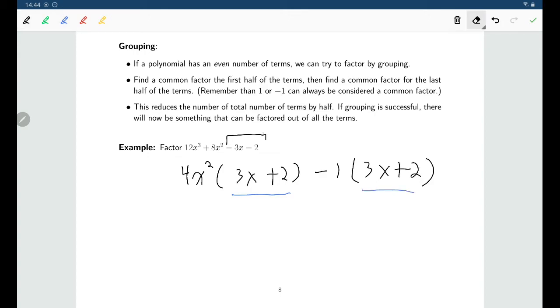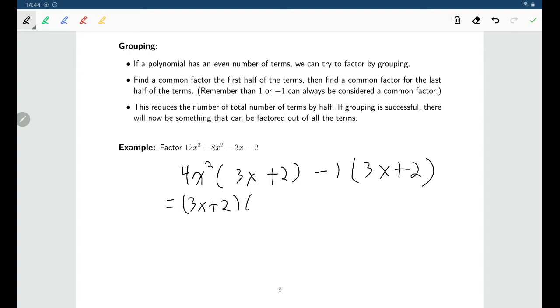So one thing you'll notice now is that originally we had four terms, 12x cubed, 8x squared, negative 3x, negative 2. Now we really have two big terms. One big term, 4x squared times 3x plus 2, and another term, negative 1 times 3x plus 2. So I'll be able to do some common factoring here, and the common factoring will be taking out that 3x plus 2.